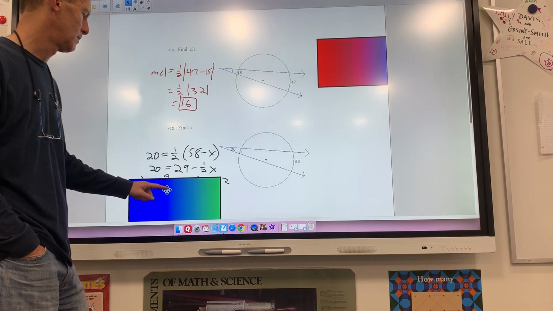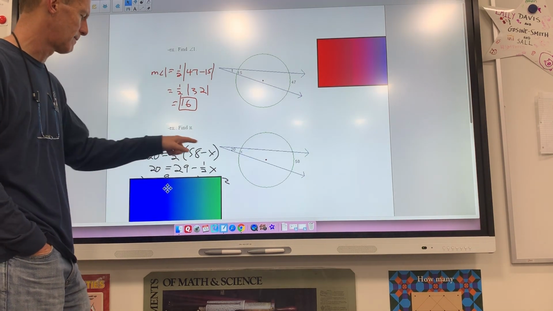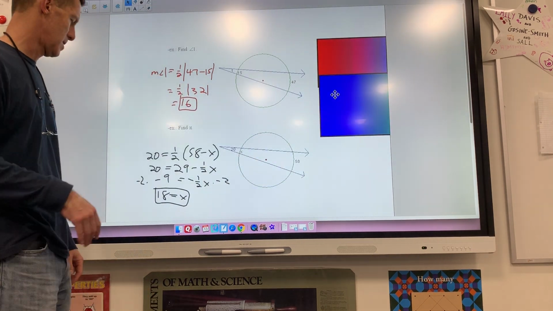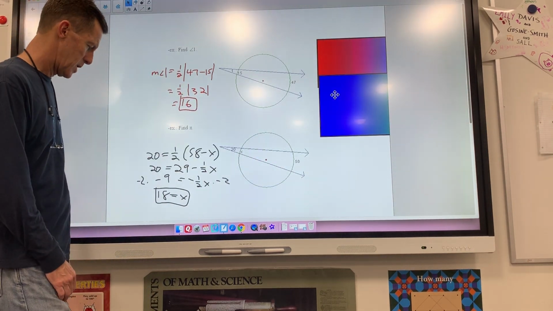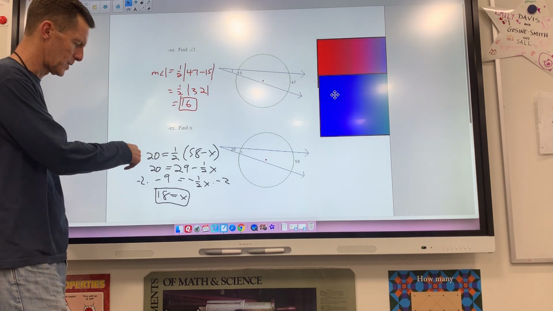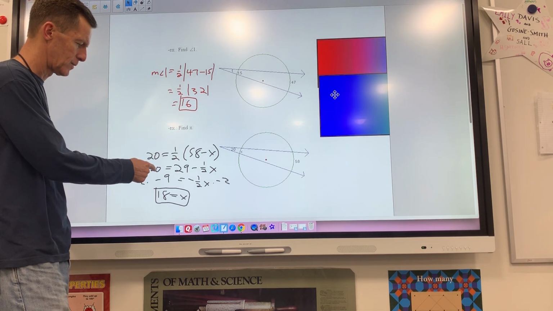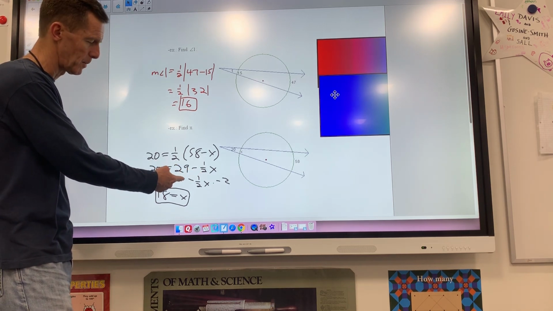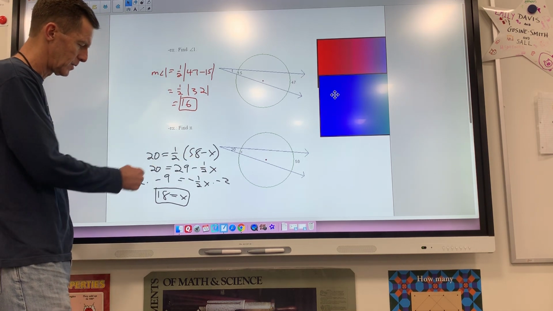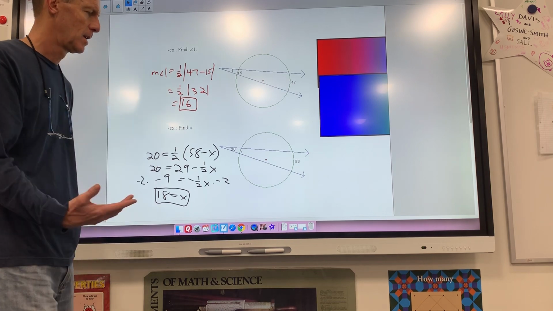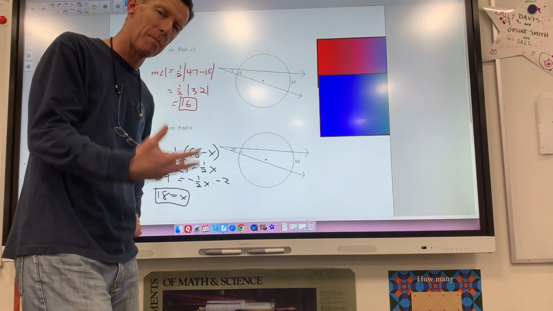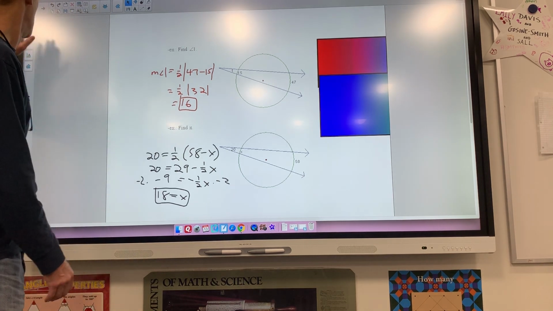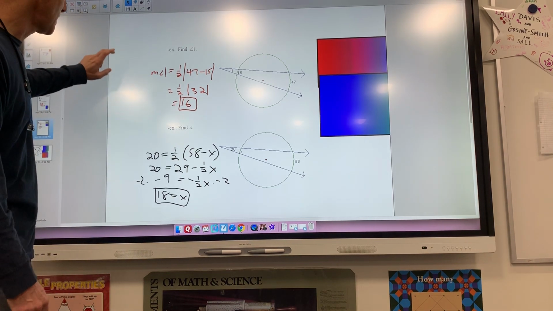So we would distribute: half of 58 is 29, half of x is negative 1/2 x, and then you could go from there. I subtracted 29 from both sides, so 20 minus 29 made negative 9. Then to get x by itself, I multiply by the reciprocal, which is negative 2 times negative 9, which is 18. That makes sense because it's a positive measure; it's got to be positive. Okay, terrific. I think that covers it.